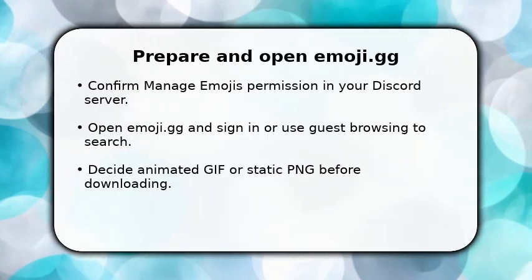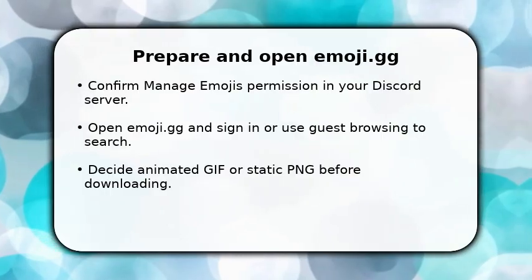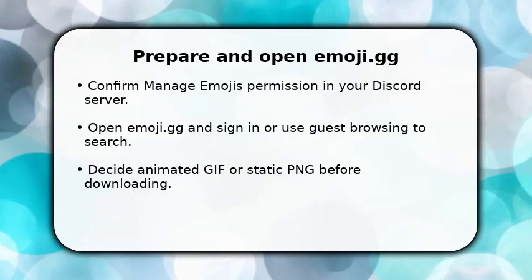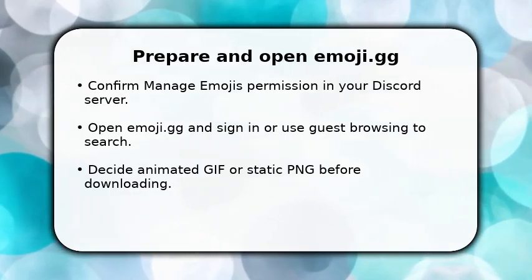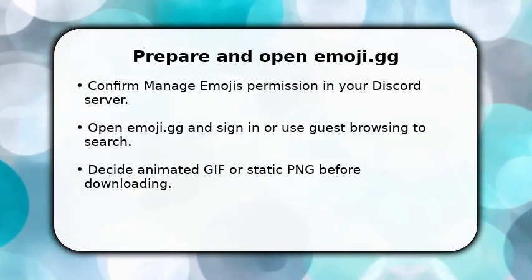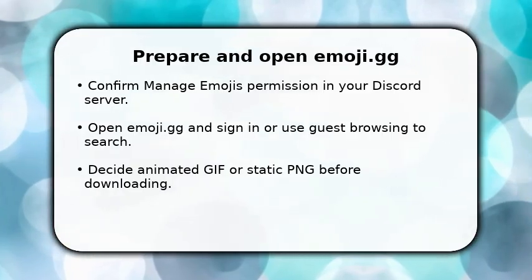Start by opening Emoji.gg and locating the expression you want. Once found, choose whether you need an animated GIF or a static PNG. That choice affects file size and upload method. Next, download the image at the largest allowed resolution or use the site's export button. Smaller files reduce upload errors.